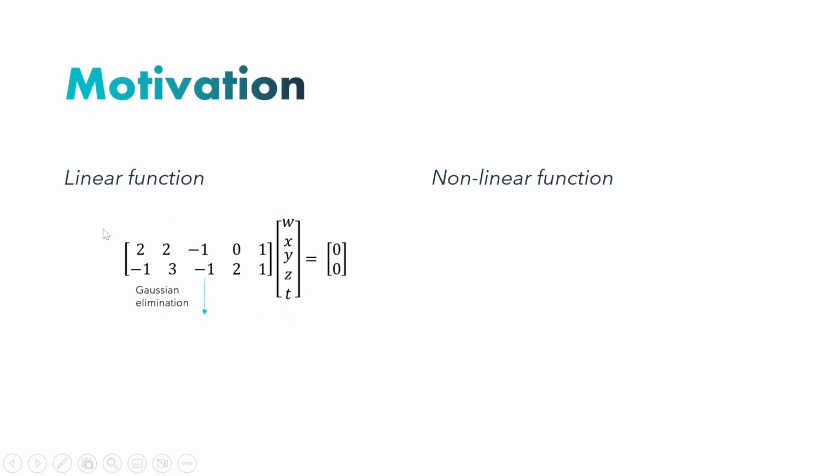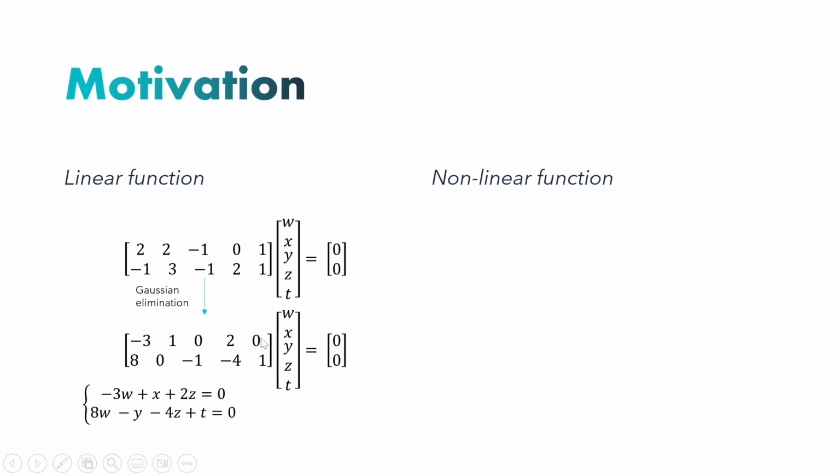So we know how to do that in the linear setting. We have a very simple tool called Gaussian elimination. If you just do some row operations, you can achieve this equivalent system of linear equations. If you write out the multiplication for what this would mean, then we would have minus 3w plus x plus 2z equals 0. And similarly for the bottom row, that corresponds to the other equation, 8w minus y minus 4z plus t equals 0. So those are the equations that you see here.